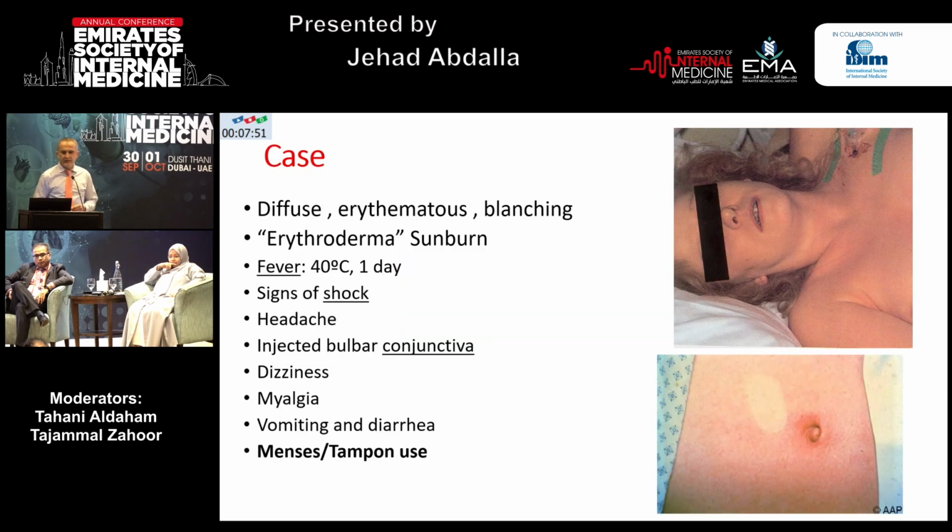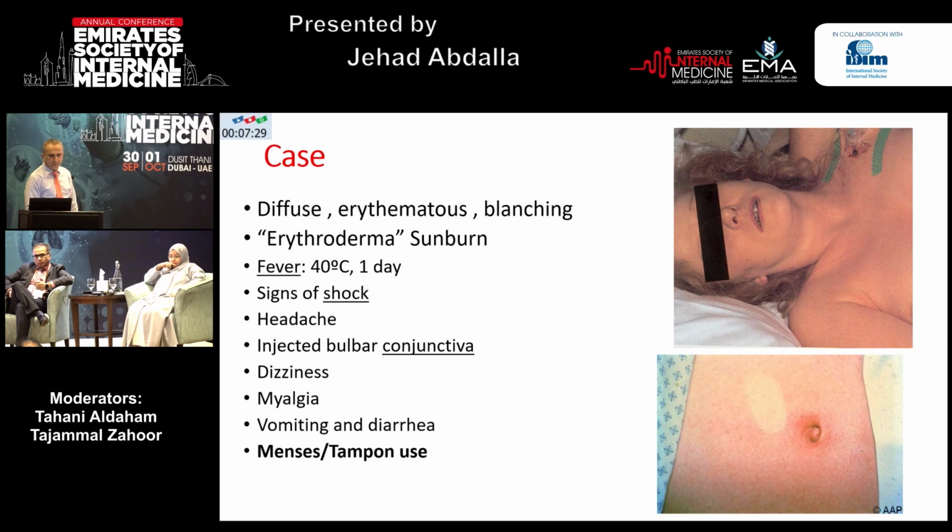Now let's see a new case. This is a 40-year-old female. She has diffuse erythematous blanching sunburn erythema. This is the blanching area. See, you push with your thumb and it fades, and the redness will come back after a few seconds. So blanching erythema all over.